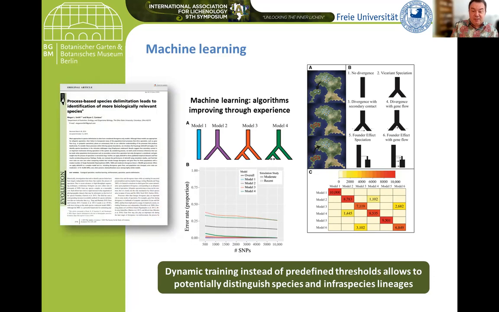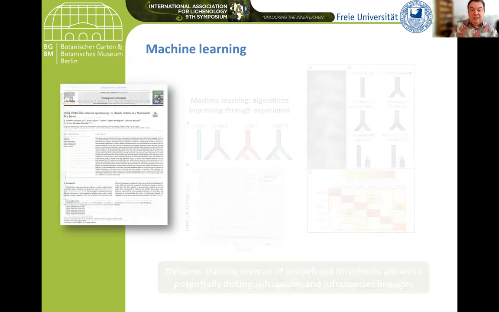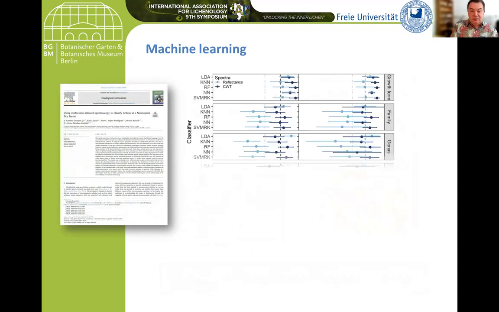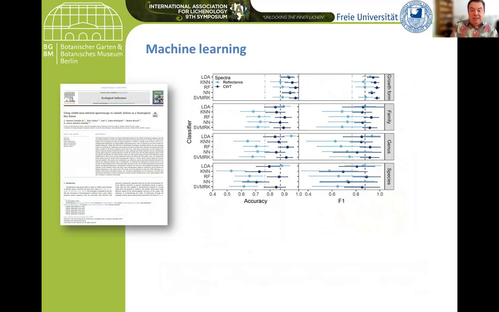Then you can use these methods to distinguish, when you have a phylogeny and you don't know exactly whether this is species or intraspecific level. You can use training samples to tell the algorithm to filter out what is species and what should better be recognized as infraspecies. You can also use this at other levels to train an algorithm to tell you what should be better recognized as a genus or a subgenus. So this is a very exciting development that I think will play a major role in taxonomy in the next 10 years or so.